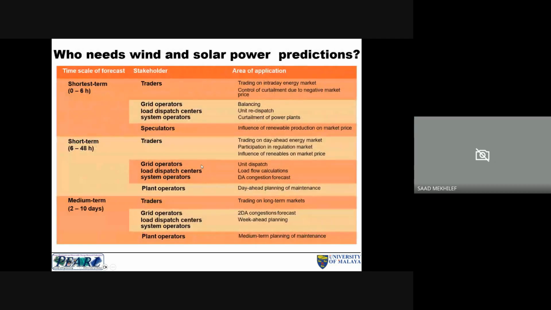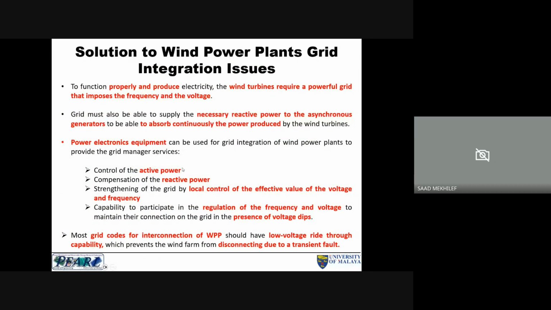Okay, there are some solutions. We said that forecasting solves the problem of predicting the amount of power from the grid, but for grid integration of the wind plant there are also other solutions. One of them is necessary reactive power for the asynchronous generators, which are able to absorb continuously the power produced. Also, power electronics can be used for grid integration for wind power plants.